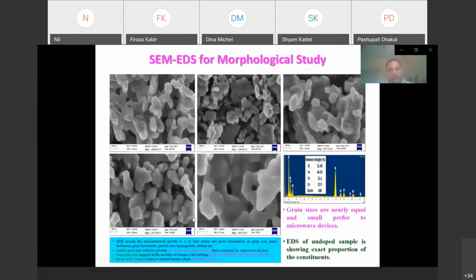Then about the scanning electron microscope study, it shows that the grain sizes are nearly equal and small, which indicates that they are suitable for microwave devices. The spectrometer that is attached with the scanning electron microscope shows that the composition of the sample is good, and this is the EDS figure shown here, where there is no copper in this one, and the composition is exactly matched. So this is how the EDS results look.